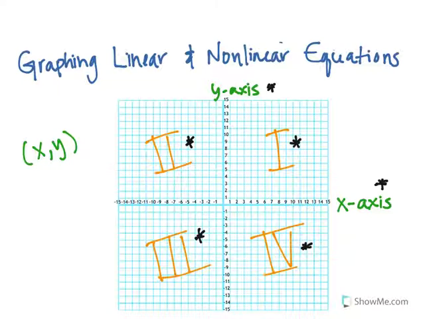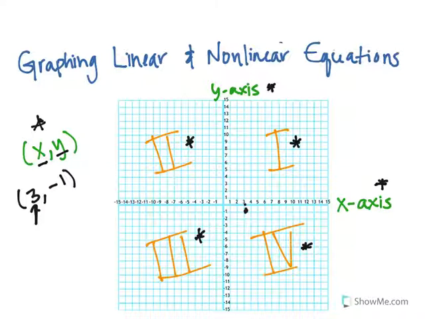In order to be able to graph linear and nonlinear equations, you need to be able to graph coordinate points. Every coordinate point is made up of two numbers, an x value and a y value. So let's say I give you the coordinate point 3, negative 1. You always graph the x coordinate first. So I'm going to go along the x-axis and find my 3 right here. And then I'm going to go down to negative 1, and we're going to graph our point right there.